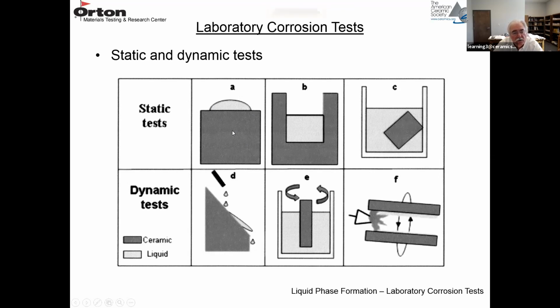In a static test, it's not dynamic. You're not moving the sample, so there's no slag velocity, and you're not renewing the slag composition. So as the refractory dissolves, the slag is changing.